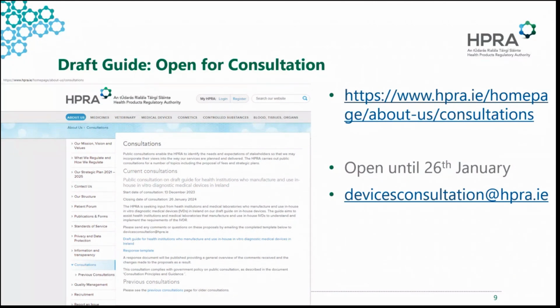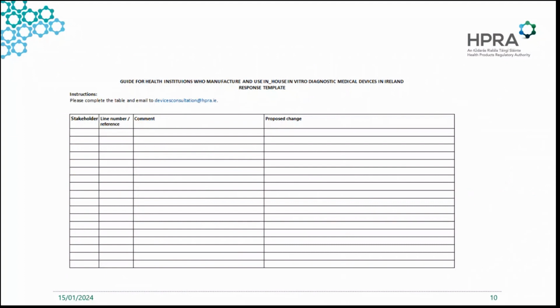There's also a link to a response template. So we put together a quick response template which essentially just captures the line number and the details of your comment and the proposed change. We would encourage you, if you are submitting feedback, to use this template, as it allows us to identify where in the document you feel the changes are needed, and it means that we can update that document quicker going forward, so it reduces our timelines a little bit.